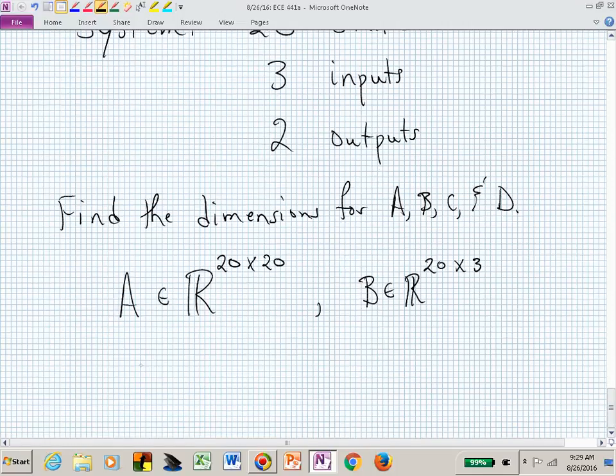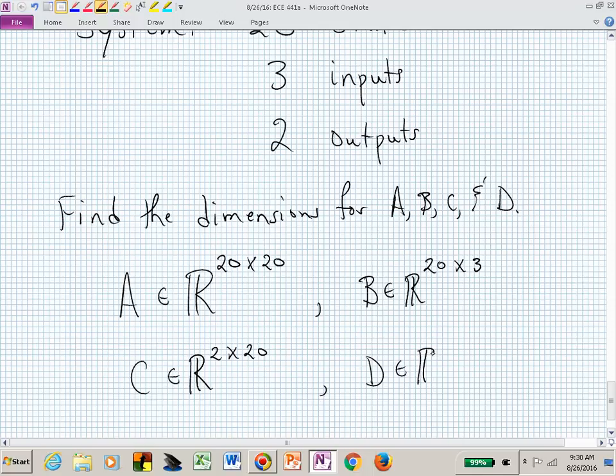What about your output matrix C? How many rows does it have? How many outputs do you have? You have 2. So how many rows does C have to have? 2, and it has to have as many columns as state vectors or rows in your state vector. C is 2 by 20.